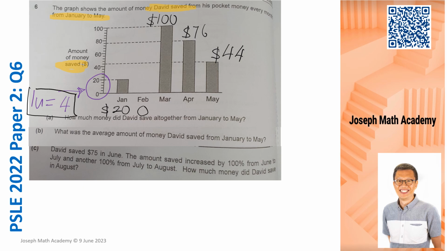All right, so I have interpreted all my bar graph. January, $20 saved. February, nothing saved. That means David spent all his pocket money in February. Then for the month of March, David saved $100. April, he saved $76, and in May, he saved $44.